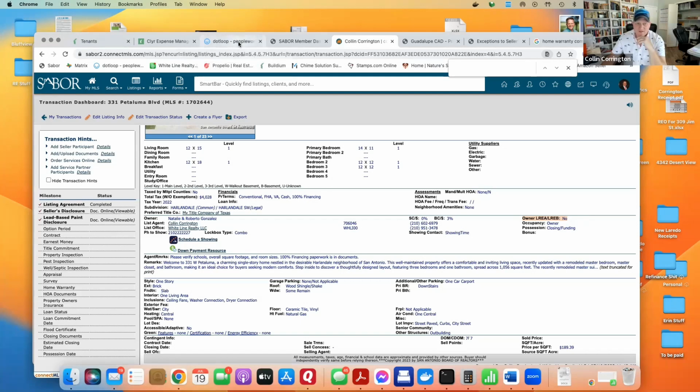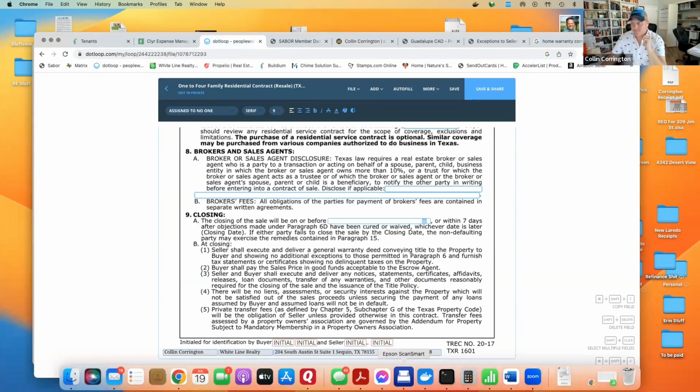Okay, so if the answer is no, leave it blank. If the answer is yes, you need to put something in there. What do you put? What I usually put is: the selling agent is a member of the selling LLC, if it's my LLC. Or: seller is the mother of the selling agent. You have to disclose it, guys.